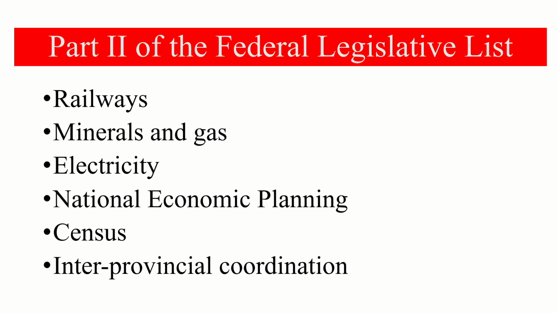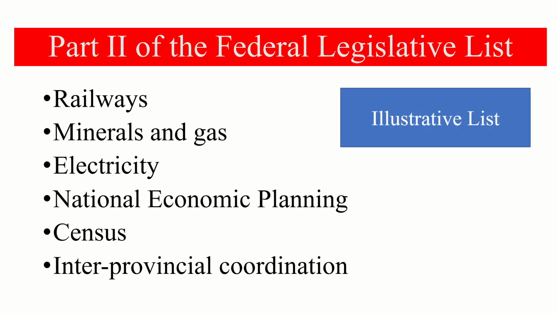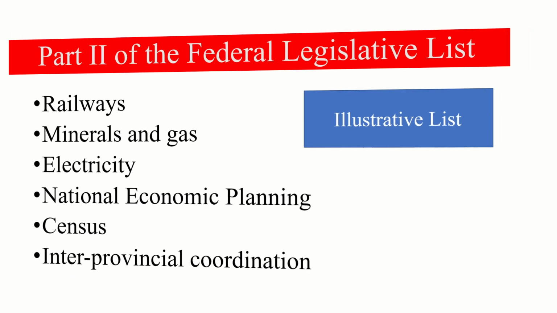And these matters which are mentioned in Part 2 of the Federal Legislative List are an illustrative list, which means that some examples of those matters are shown on the screen, which you can see. So if there is any matter which involves any of these subjects like railways or interprovincial coordination or national economic planning, the matter is debated first by the Council of Common Interest and then any law can be made.